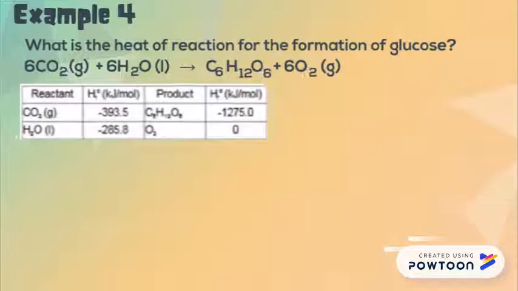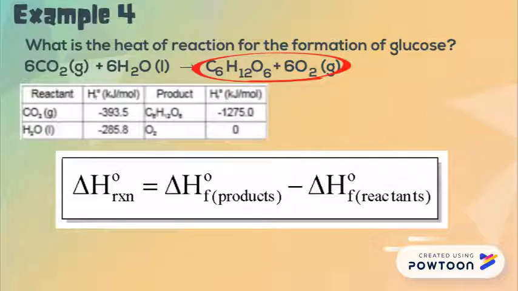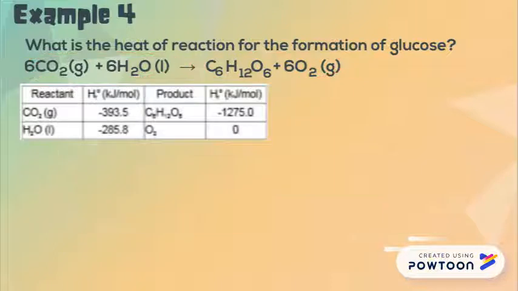For example number 4, we're going to be calculating the heat of reaction for the formation of glucose. So first we're going to take our two products, use their number given to you in the table, multiplied by their coefficient, add them together. Then we're going to subtract them from the reactants, their values given in the table, times their coefficients.